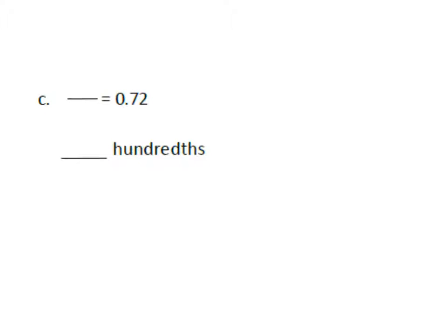Look at letter C. Write the decimal as a fraction and then write in unit form. Pause the video while you work and replay when you are ready. The fraction is 72 hundredths. In unit form, I have 72 hundredths.